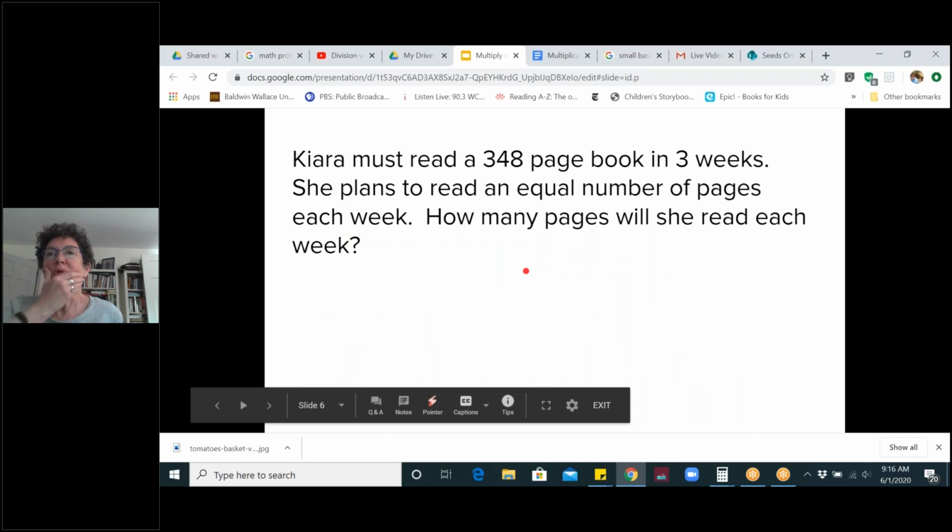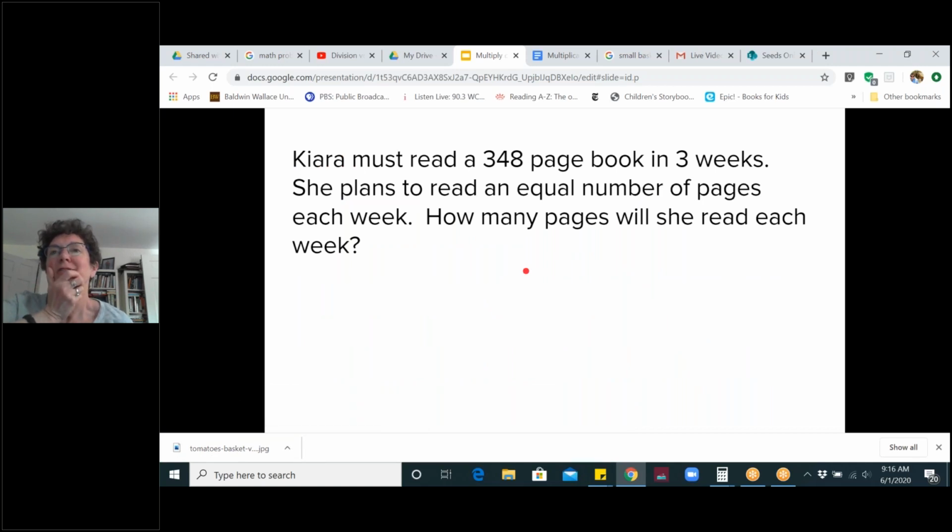Let's look at a problem and see what we think it's asking us to do. Kiara must read a 348-page book in 3 weeks. She plans to read an equal number of pages each week. How many pages will she read each week?